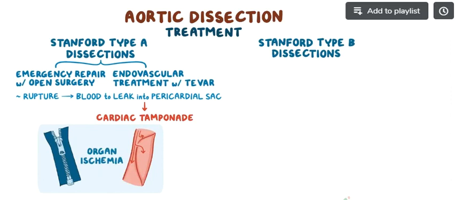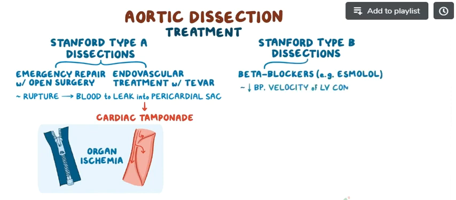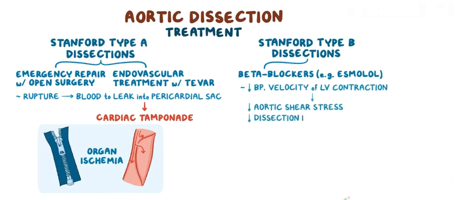On the other hand, Type B dissections may get initial medical therapy with beta blockers like esmolol as anti-impulse therapy to lower blood pressure and decrease the velocity of left ventricular contraction, which ultimately decreases aortic shear stress and minimizes the tendency for the dissection to propagate.